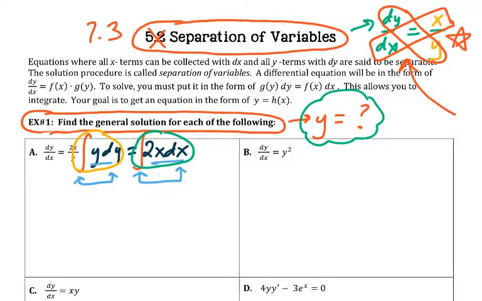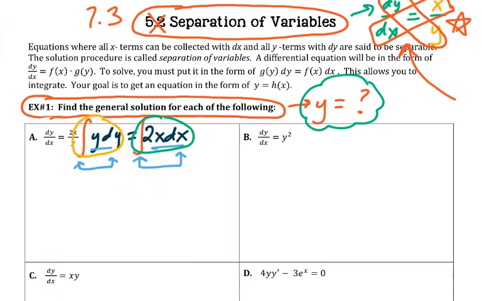So let's take the integral of the left side. If I want to take the integral of y in terms of y, dy, well, by doing the reverse power rule, that would give me 1/2 y squared. And because this is an indefinite integral, we should have a plus c. And on the right side, let's do the same thing. Let's take the antiderivative of 2x dx. That should be x squared plus c.